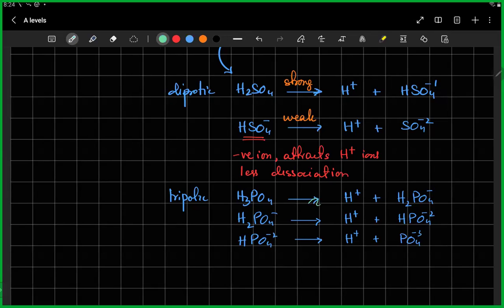The first one would be strong, a neutral molecule; it's going to release an H plus ion. The next is going to be weak, and the last one is going to be very, very weak. The last one will hardly produce an H plus ion at all. It has a -2 charge, which attracts, so it would be very hard and very difficult for it to lose another H plus ion, okay? So is that clear?